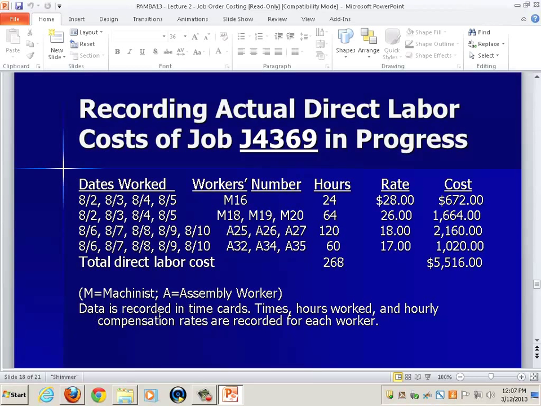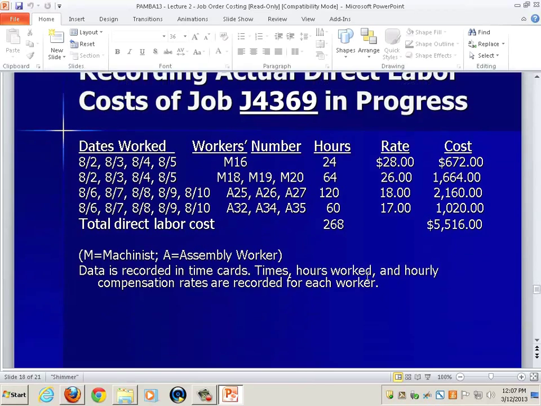Just right, the data is recorded in time cards, hours worked, and you just have to be accurate in recording the data. Okay, so we recorded the direct labor costs.